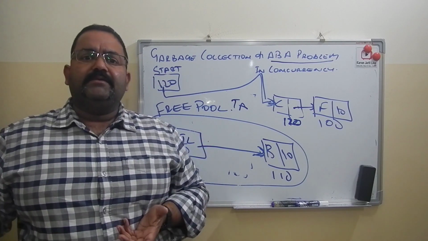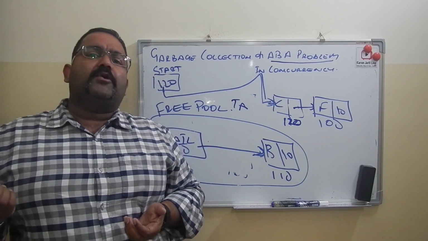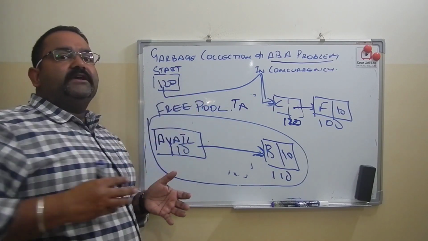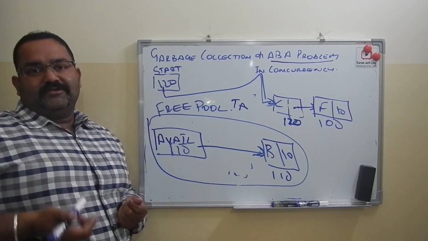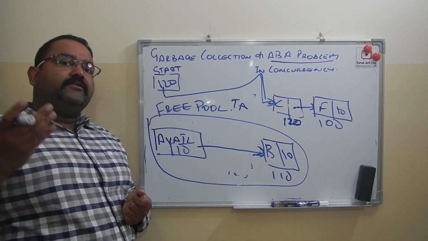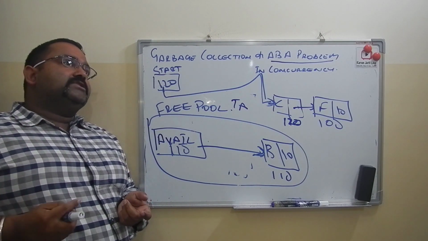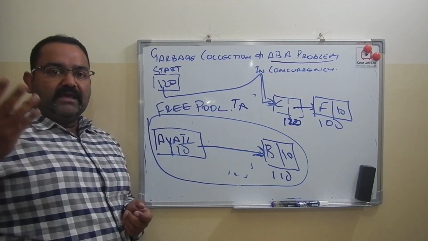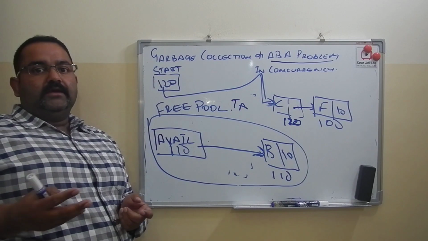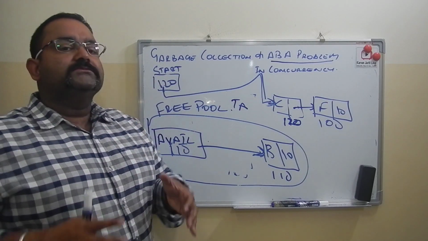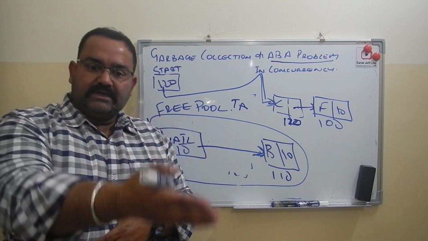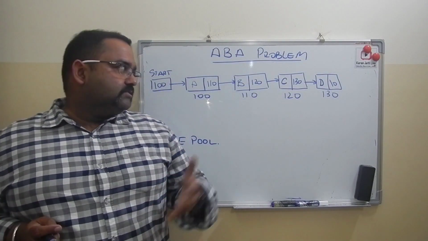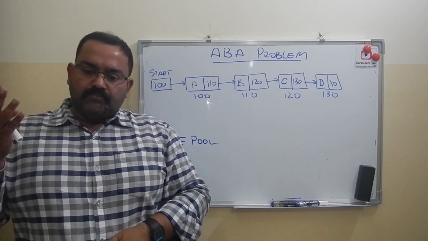Now guys, what is the ABA problem? The ABA problem is the problem which arises when the threads do their own local garbage collection. When the threads do their own local garbage collection, it can lead to a problem called the ABA problem. Now what is the ABA problem? That we will discuss in the next part of this lecture. So guys, in this part of the lecture we are going to discuss the ABA problem.